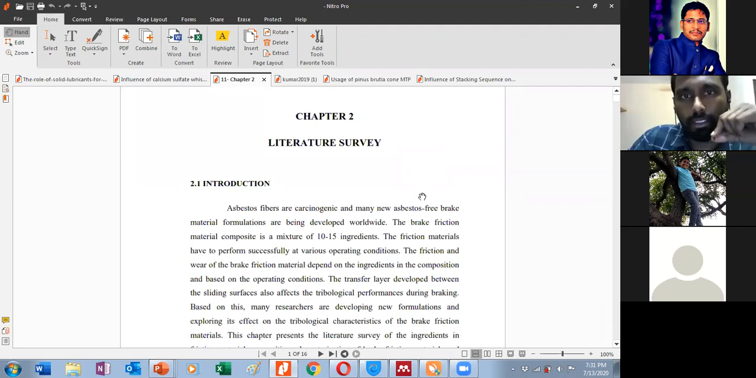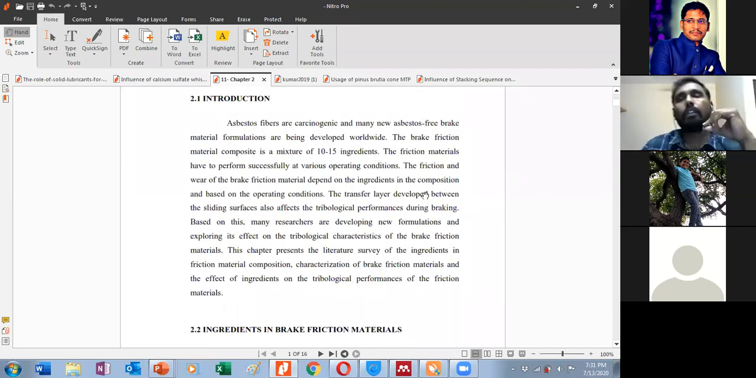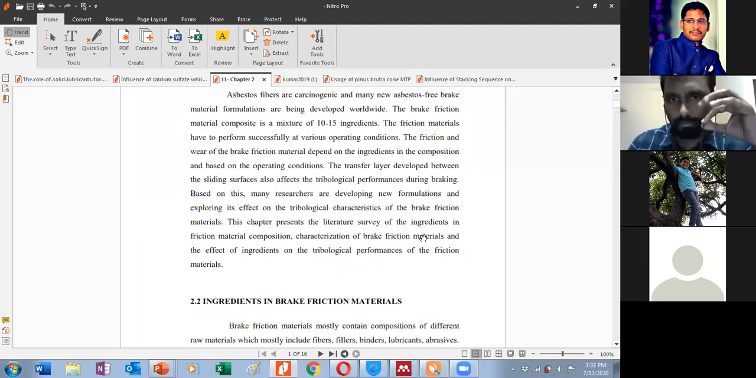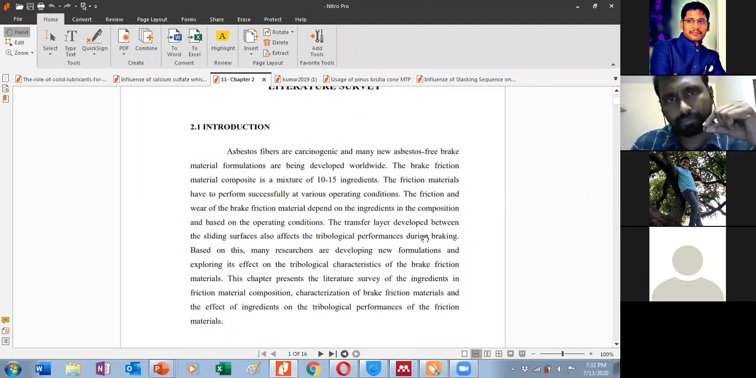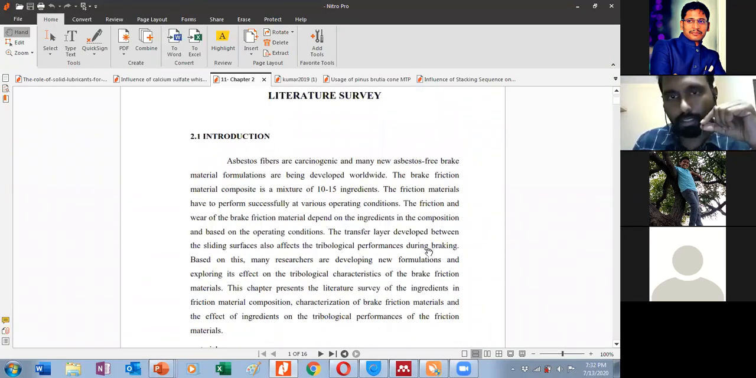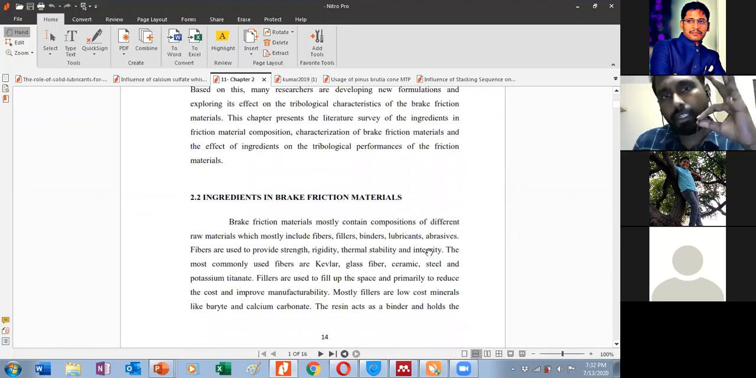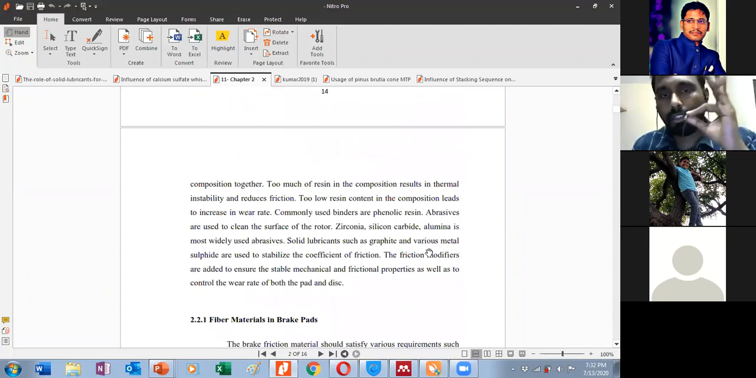So this is the literature survey. We start with an introduction about the general objective of our research, and then how many articles are reviewed and how they are categorized. We have categorized the literature into different categories.